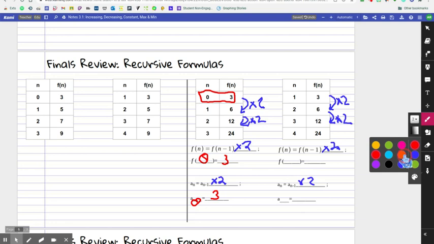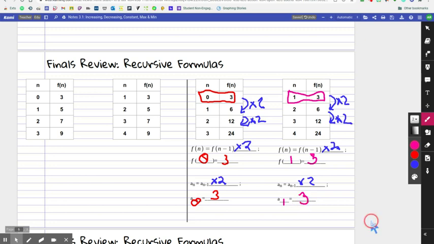But what is different with my start value for the right side? Yeah, it starts with 1, right? We have 1, 3. So my start value in function notation would be what? It would be f of 1 is equal to 3. And then a sub 1 is equal to 3.